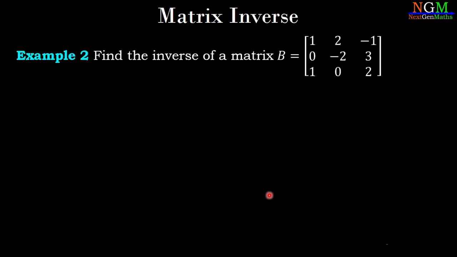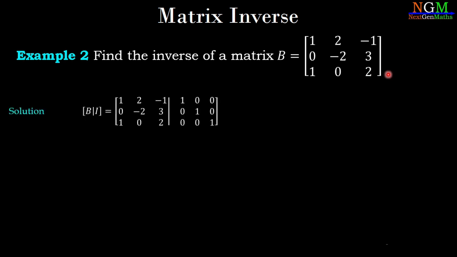Second example, which is about the non-existence of the inverse of a matrix using the Gauss-Jordan inverse method. Find the inverse of the matrix B = [1, 2, minus 1; 0, minus 2, 3; 1, 0, 2] using the Gauss-Jordan inverse method if it exists. So we begin with the augmented matrix B with I. Now we convert B into the identity matrix using row operations.